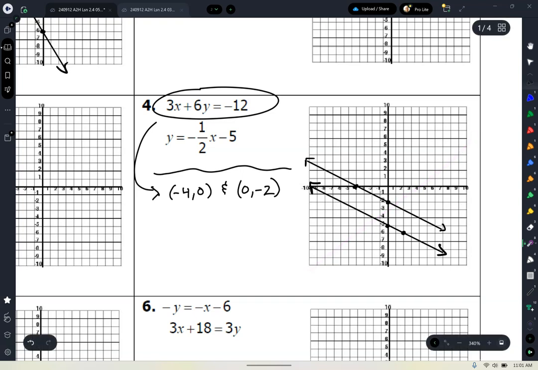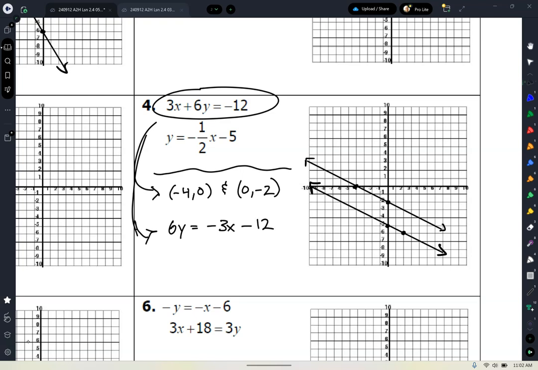Okay, now, we could do this as well, though. Let's just take this standard form here, and let's put this standard form into slope-intercept form. So the first thing I'd want to do is move my x over to the other side, like that.